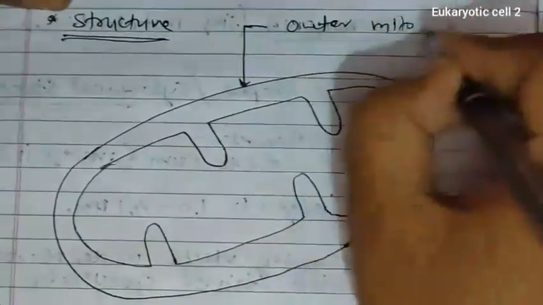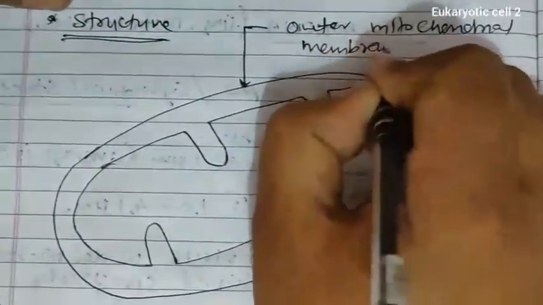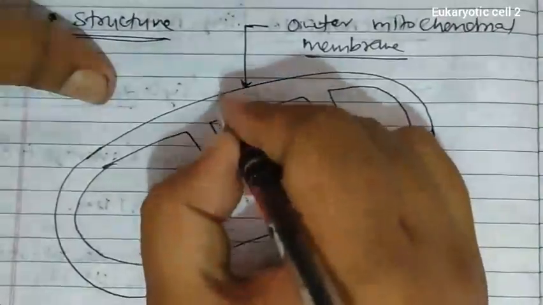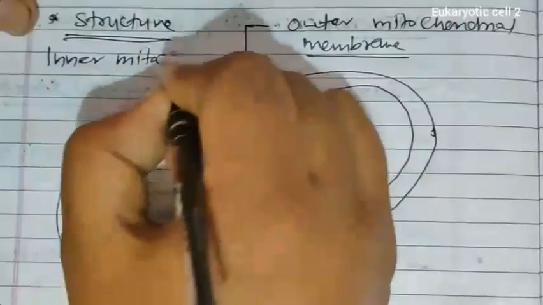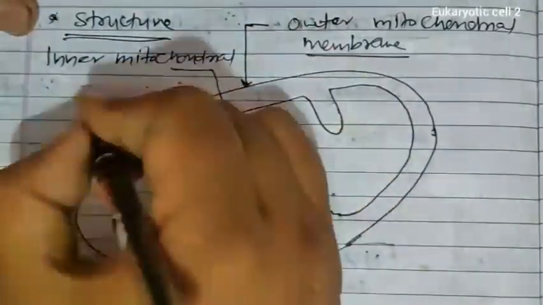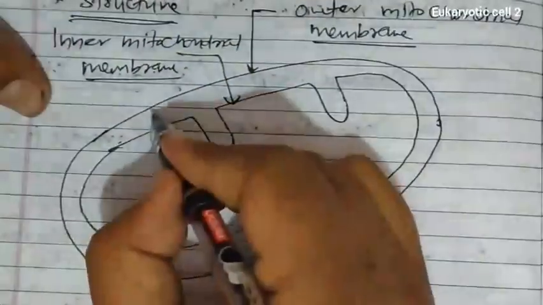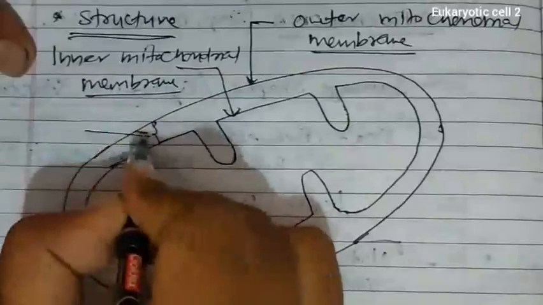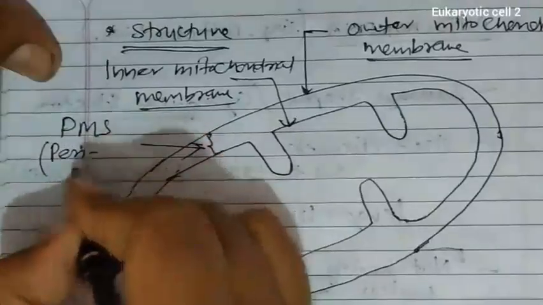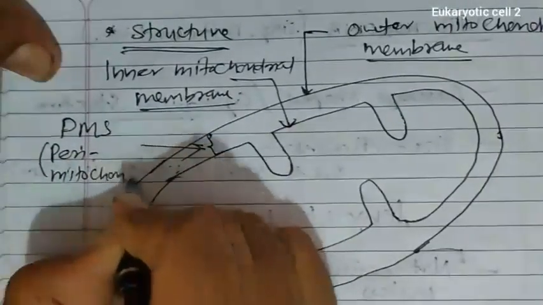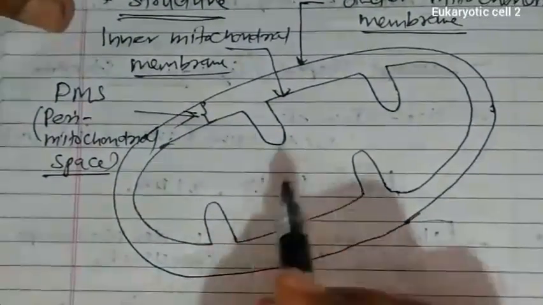In this, if you see, this is the outer mitochondrial membrane, and this is the inner mitochondrial membrane. The space which is present between the outer and inner mitochondrial membrane is known as PMS, that is the perimitochondrial space.